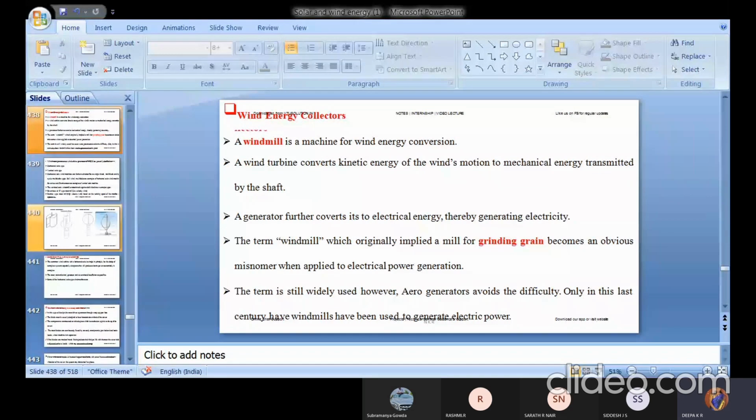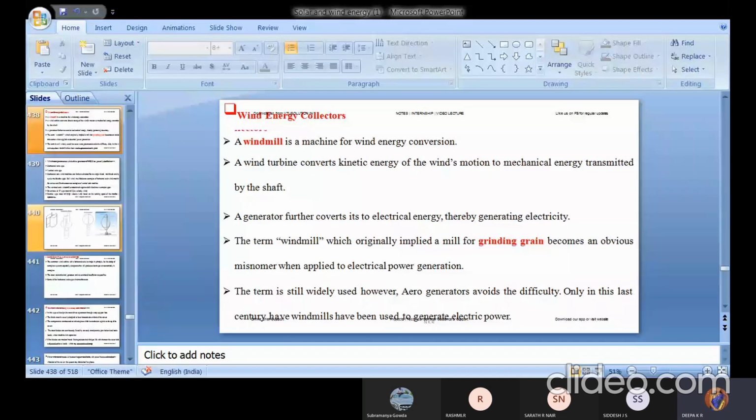And the term windmill originally implied a mill for grinding grain. Earlier, people used this wind energy for household or farming applications. Initially, it was used to mill grains used in farming households. Now we are eating it, but farmers are producing it, right? So they used the windmill for grinding the grain.